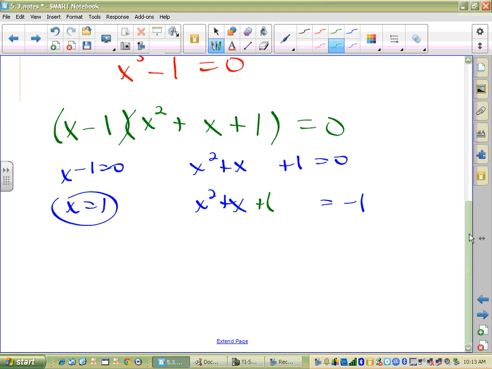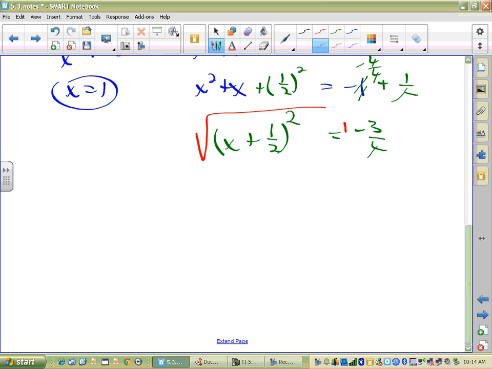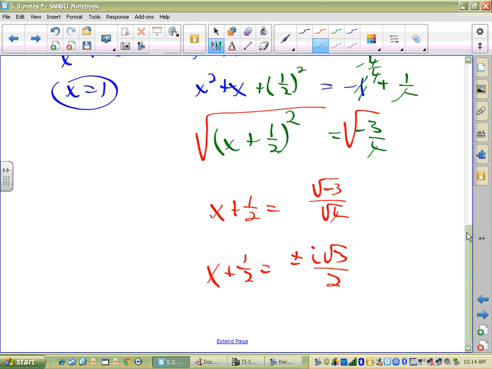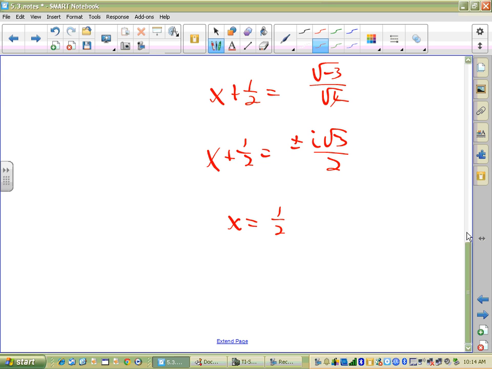So I add a half squared, so I add a fourth. This is minus 4 fourths, so that's minus 3 fourths. That's x plus a half, the quantity squared, equals that. If you don't know what I'm doing, go back, look over your chapter 4 notes, figure out how to solve by completing the square because you need to know it. So we get x plus a half equals the square root of negative 3 over the square root of 4. So x plus 1/2 is plus or minus i rad 3 over 2. So x equals 1/2 plus or minus i rad 3 over 2, or 1 plus or minus i rad 3 all over 2.